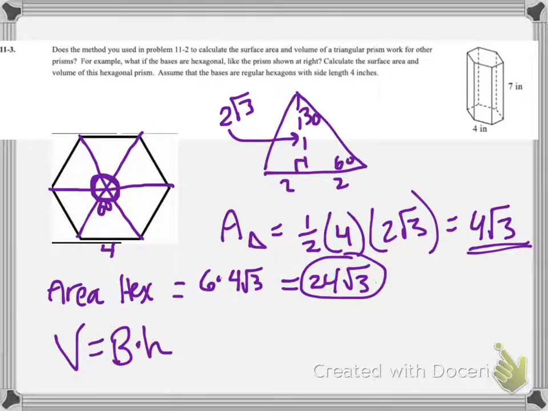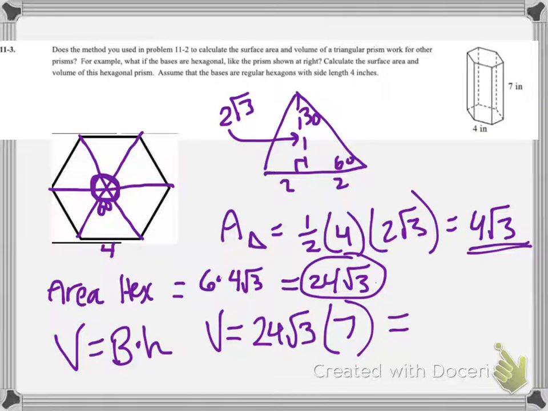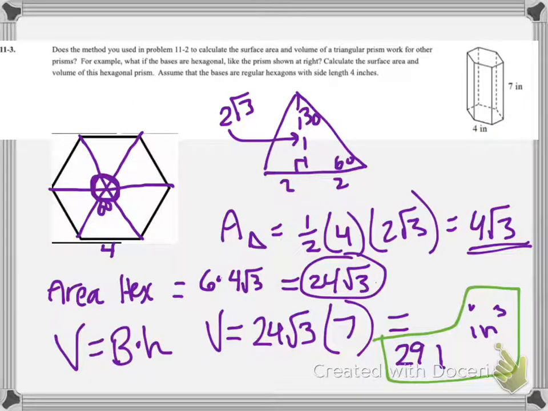So in this example, the volume of the hexagon is going to be 24 root 3, which is the area of the base, times the height, which is 7. So you can simplify that, work that out. Well, I don't have a calculator with me, so you can do it yourself. This will be cubic inches. Okay, so when you multiply that out, you get 291 cubic inches.